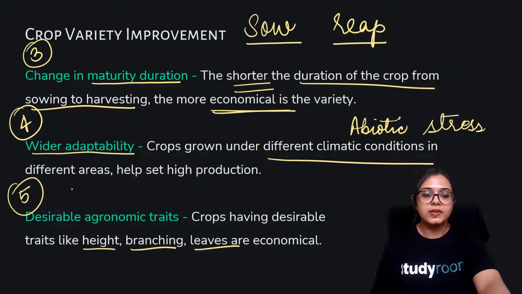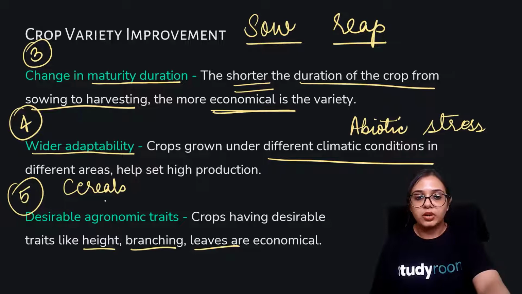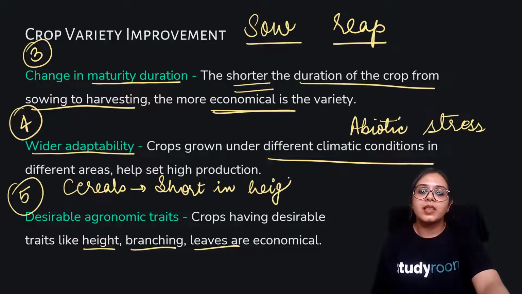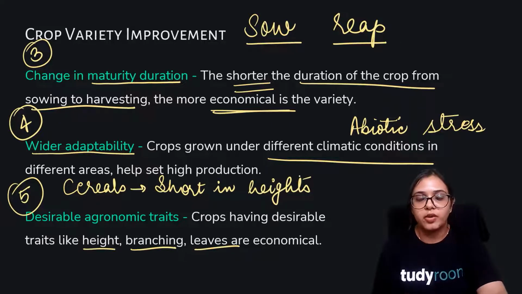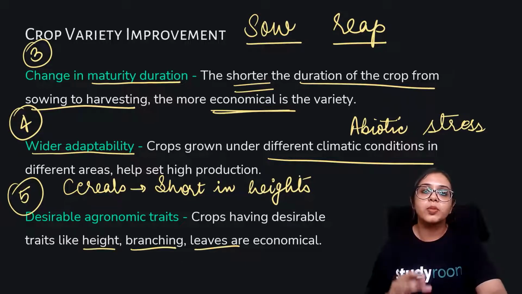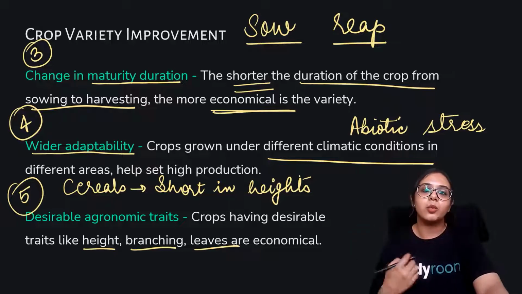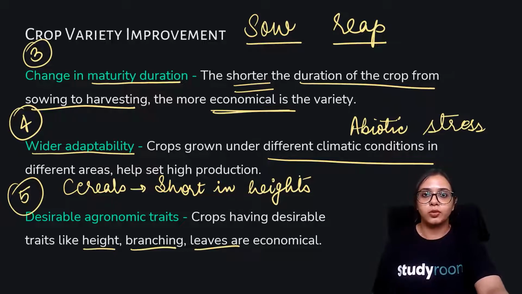How? For example, cereals, the plants of cereals, if you may observe, they do not grow tall, they are short in height. This ensures that the important nutrients that these cereals hold, namely carbohydrates, are being preserved, and those nutrients are not being utilized by the plant itself for its taller growth. Rather, the plant is short in height, and we are able to get those nutrients.